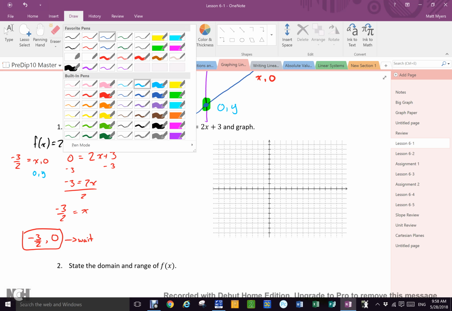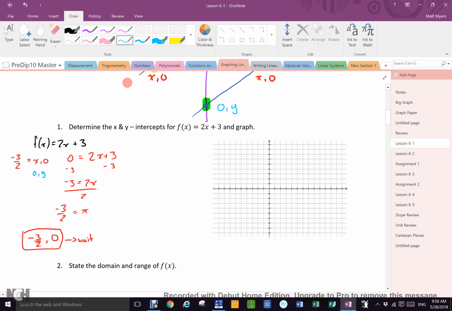You could simplify it to negative 1.5. It's the same thing. What do I have there? 0. What letter does it represent? X. What do I have there? What does it represent in the function? Fx. So, that means y equals 2 times what? Whatever the x is. Which is?